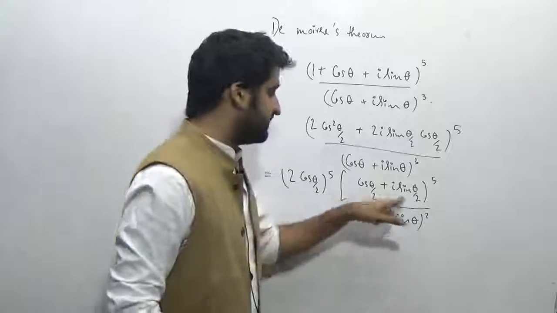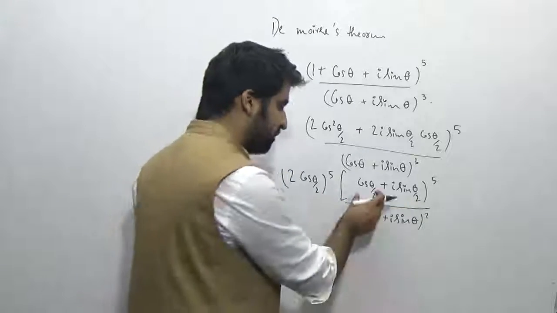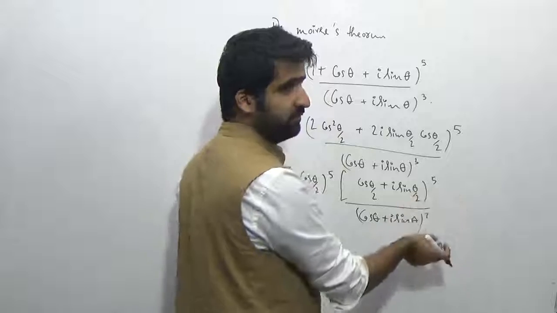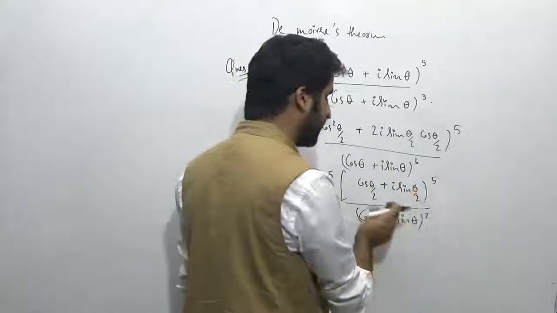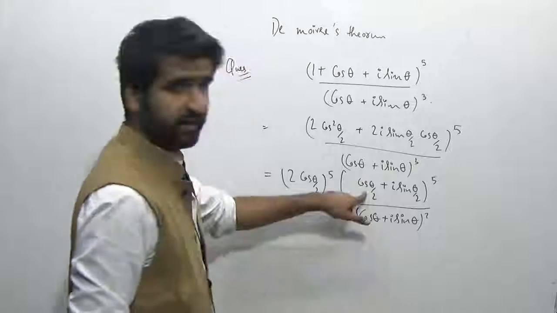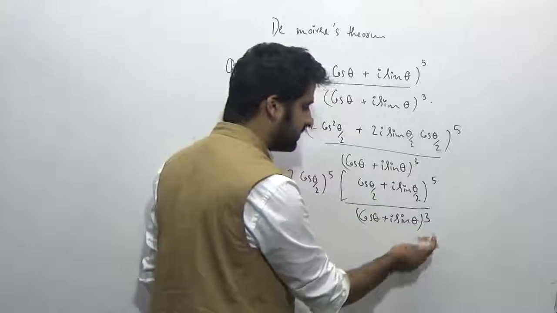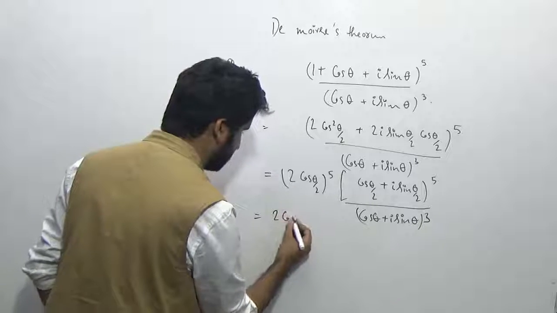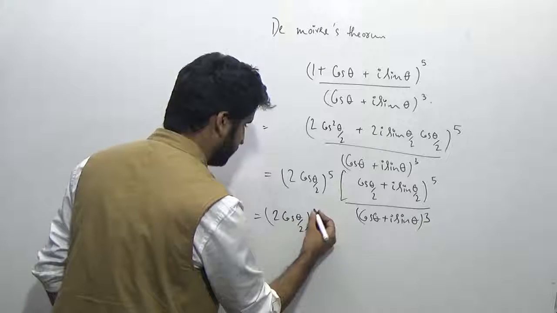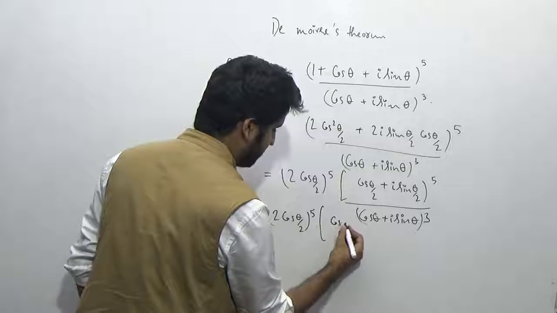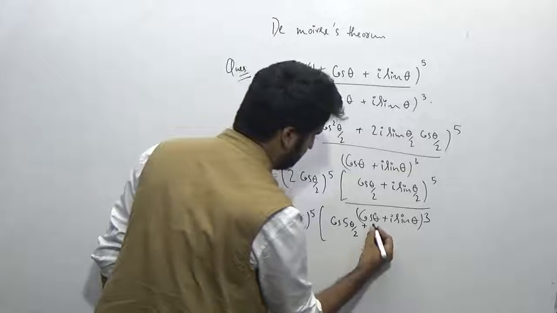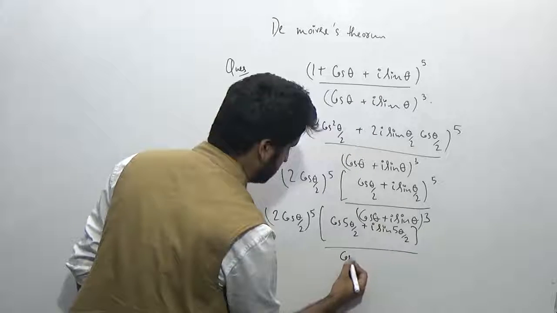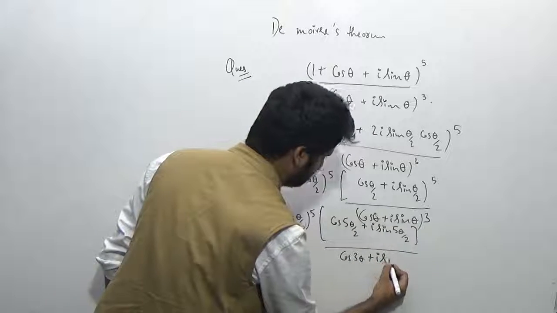Now we can easily apply de Moivre's theorem over here. If I have a complex number and I'm multiplying it 5 times, I have a power of 5 on this complex number. So what will happen to the argument? That argument will be multiplied by a factor of 5. And similarly, in the denominator, the argument will get multiplied by a factor of 3. So this complex number will become (2 cos theta by 2) to the power 5, times cos 5 theta by 2 plus iota sin 5 theta by 2. Similarly, the denominator will become cos 3 theta plus iota sin 3 theta.